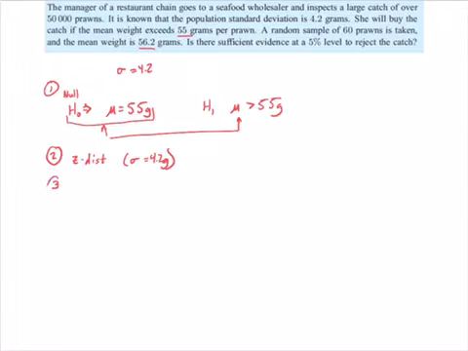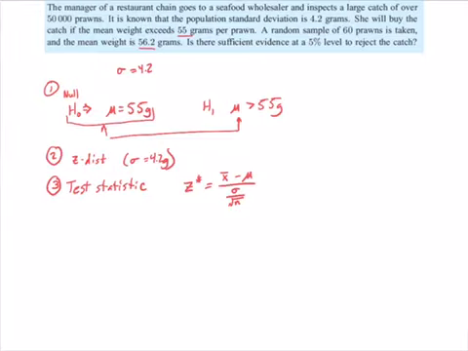Okay, number three, we're going to come up with what's called our test statistic. Okay, and that essentially is the Z-score associated with the sample that I took. Okay, so the Z-statistic is going to be the mean that I found in my sample minus the mean that I hope it is, the one that I stated in my null hypothesis, and then we're going to divide by the standard deviation. Now here, remember, because I took a sample of 60 prawns, the standard deviation is going to be the standard deviation of the sample divided by the square root of how many samples I took, all right?